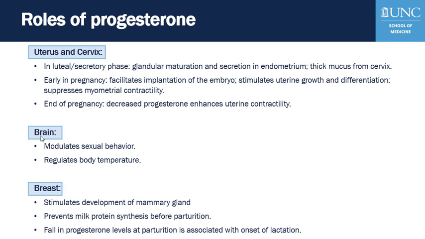In the brain, progesterone modulates sexual behavior and regulates body temperature. And increased progesterone levels during the luteal phase of the cycle increases both core and skin temperatures. Progesterone also affects lactation, so it stimulates the development of the mammary gland in preparation for milk secretion. It counteracts prolactin's effect in mid to late pregnancy, preventing milk protein synthesis before giving birth. And then the sudden fall in circulating progesterone that happens with birth is associated with increased prolactin secretion, so the removal of inhibition of milk formation, and then the onset of lactation.